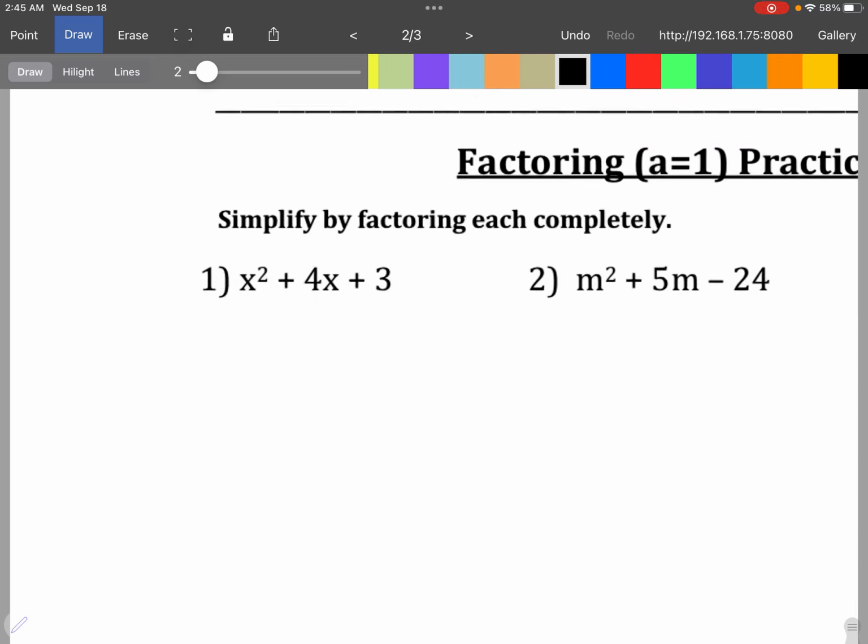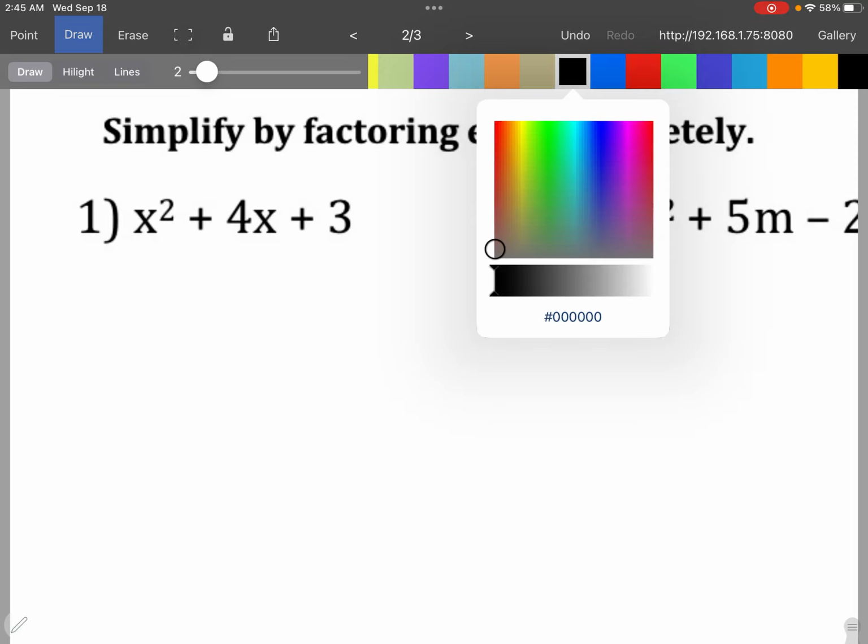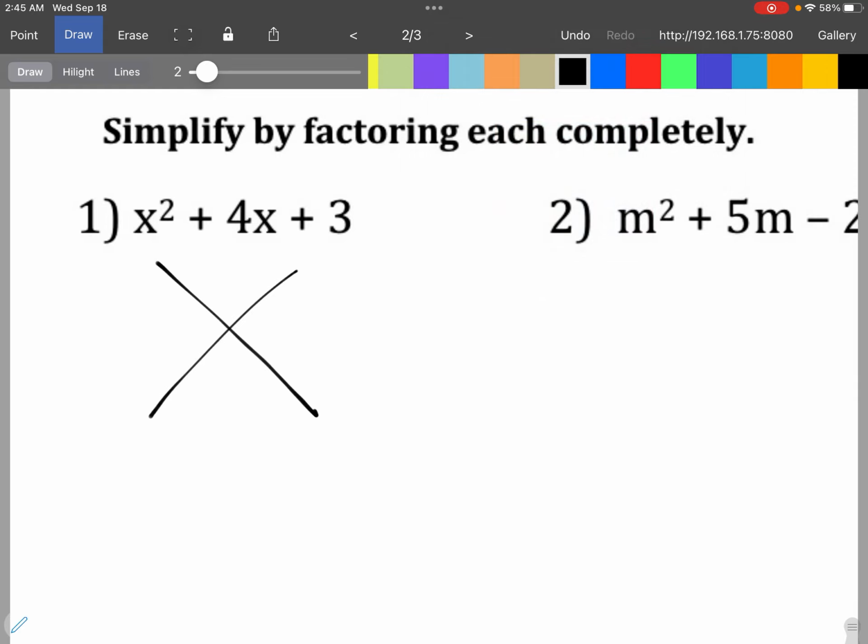Now let's get some real-time practice. I'm gonna draw my X. I'm gonna put AC at the top and B at the bottom. My A value is 1, my C value is 3. What is 1 times 3? You're right, it is 3. And my B value is my sum. It's going to be a positive 4.